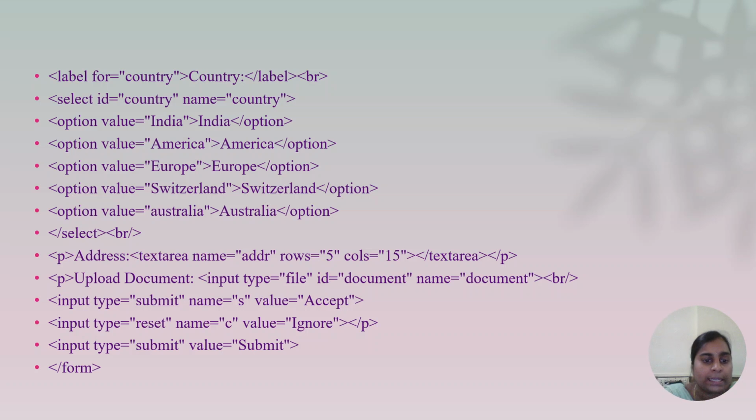To upload a document, here I have to take the input type file. So here what I am doing is the input type is file, and the ID is document, and the name is document also, and here I am using the break tag, and then here I am taking the input type submit. To submit my form, here I am taking the input type submit, and then the value as accept, so I can submit or accept.